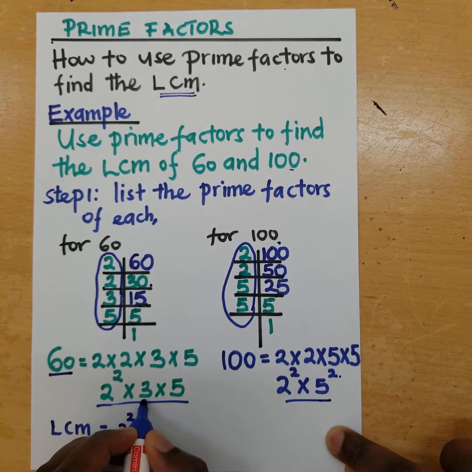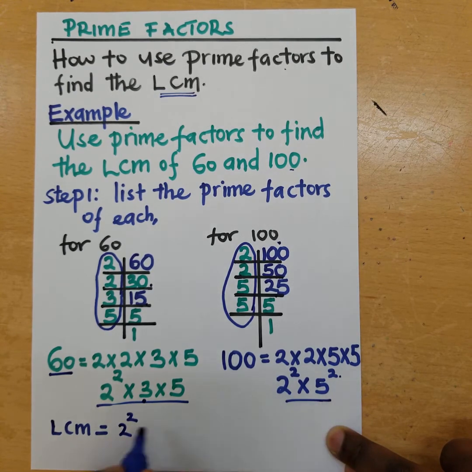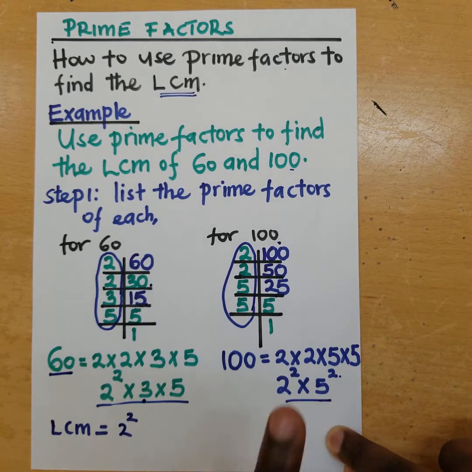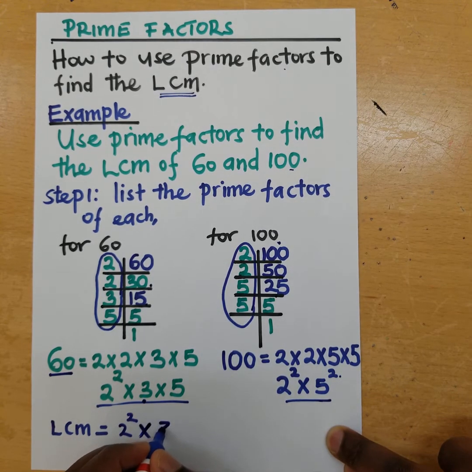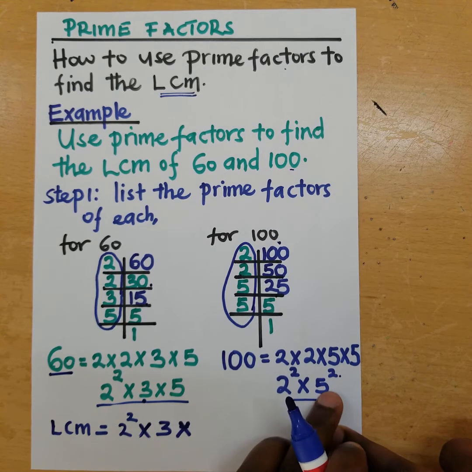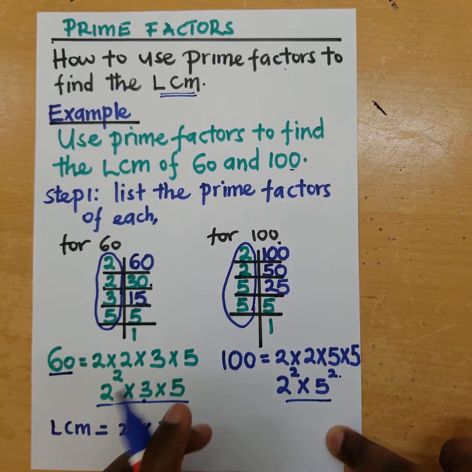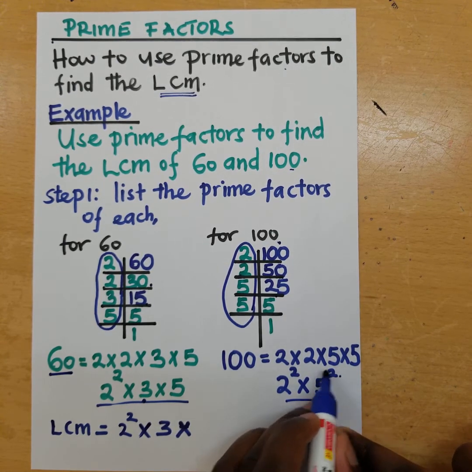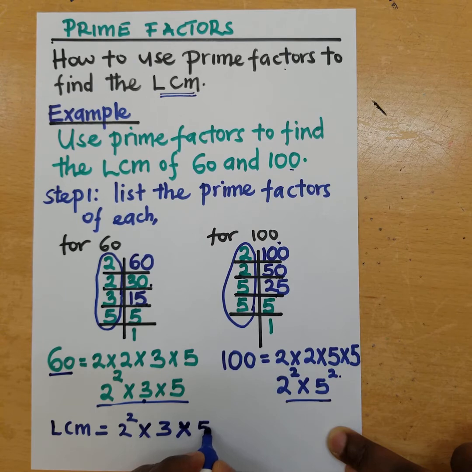Do we have 3 here? We don't have 3. But we have to multiply all the numbers that are appearing, only that we take the numbers with the biggest power. So we shall also multiply 3. Times, we have 5 here, we also have 5 here. The 5 here has a power of 1. The 5 this side has a power of 2. We take the 5 with the biggest power.